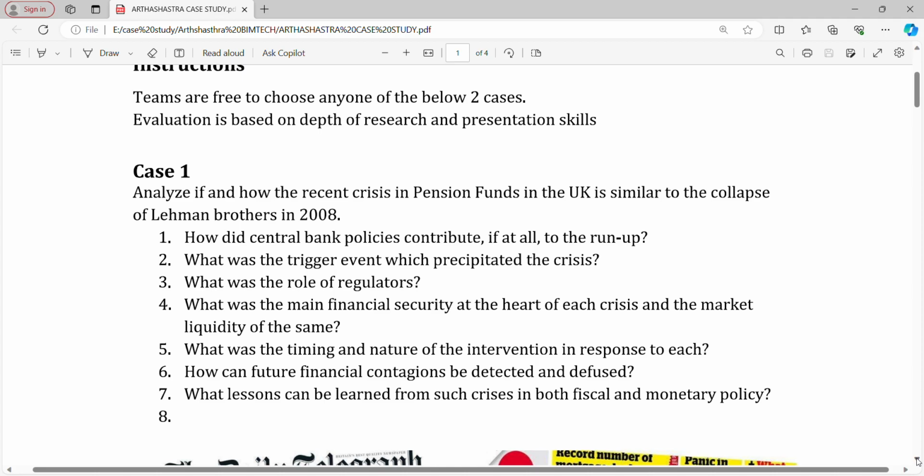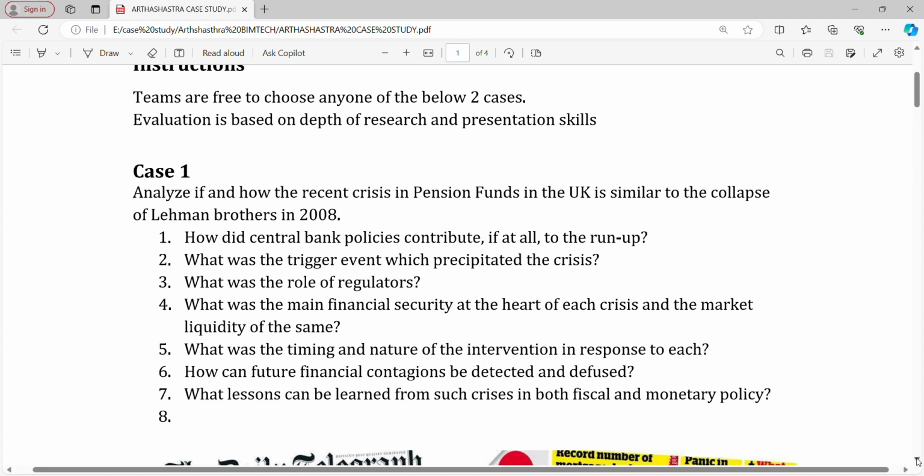And the first question is, how did central bank policies contribute, if at all, to the run up? So this question has to be answered for both scenarios in the same slide itself. Divide a slide into 2. In one part, answer the Lehman Brothers collapse, and in the next part answer the pension fund crisis. The same question for both the scenarios has to be answered in the same slide. It will give more clarity to the comparison and the solutions.